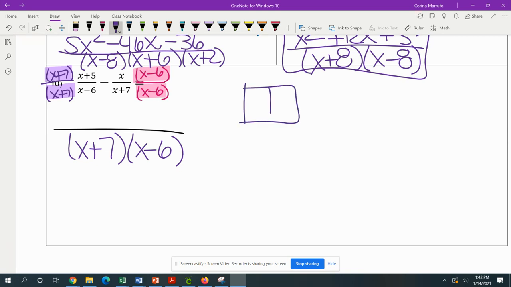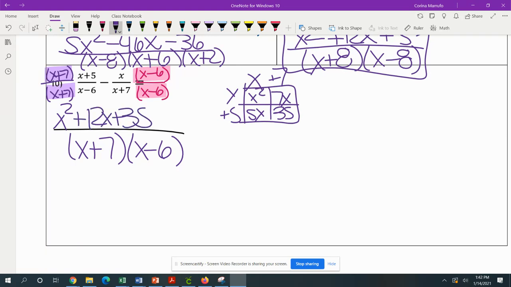On the top, for the x plus 7, x plus 5, we are going to have to multiply that in a box because it is two terms and two terms. So x plus 7, x plus 5. That gives us x squared, 5x, 7x, and 35. So when we write it, it's x squared plus 12x plus 35, and we're subtracting. So remember, we're going to have to distribute this minus to whatever I get from here.